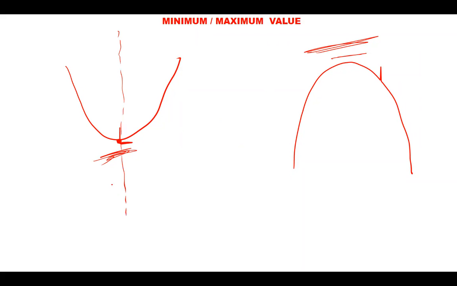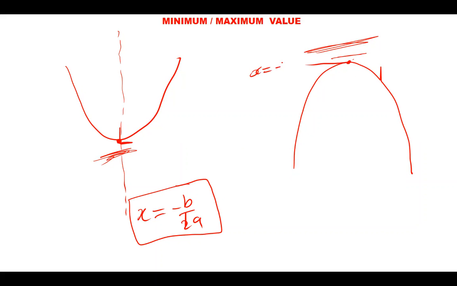This line is called the line of symmetry, and it's found by x is equal to negative b over 2a. This is one of the most important equations that you can use to sketch or to find the turning point of a quadratic equation without completing the square. And at this point, the value of x will still be x is equal to negative b over 2a.